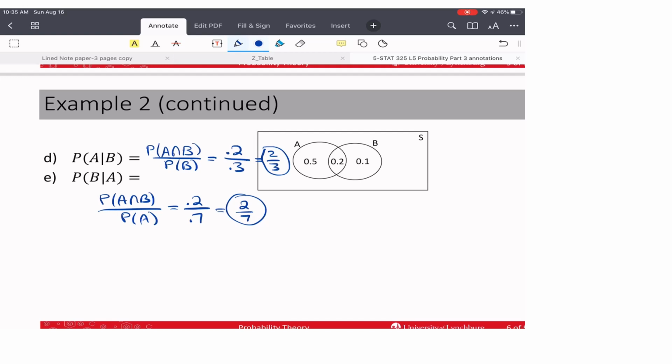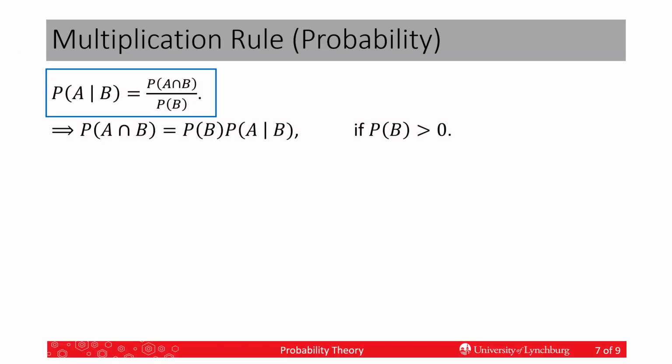All right. Now let's talk about the multiplication rule. So we start off with the conditional probability formula that I've just given you. The probability of A given B is equal to the probability of A and B over the probability of B. Remember the pattern, that whatever is given to the right of the bar, that probability goes on the bottom.